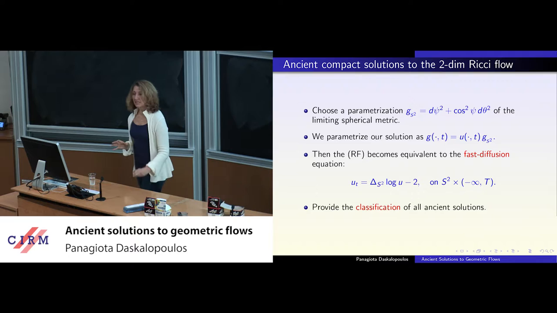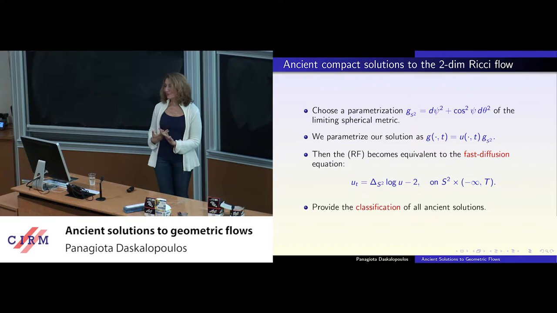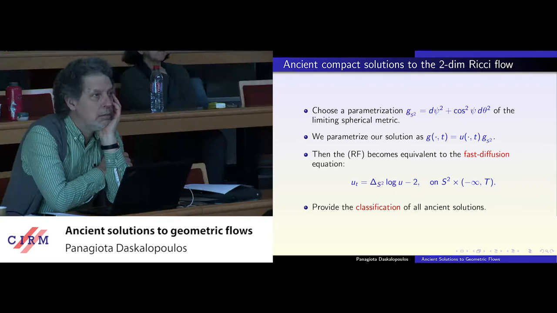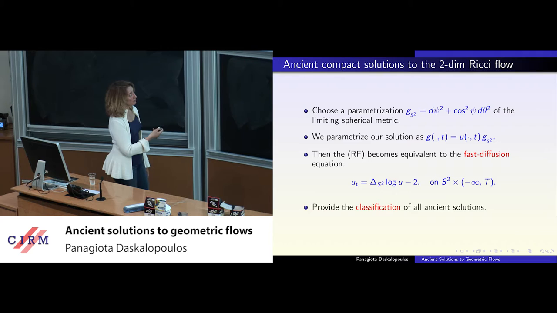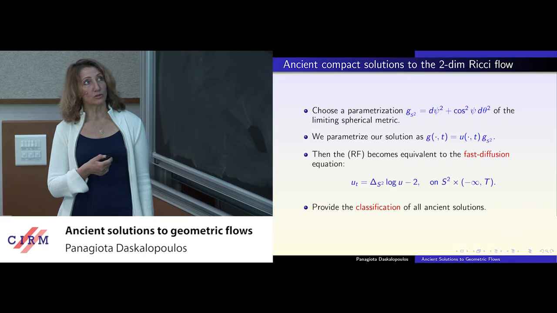Because 2D is very special, everything can be written on the sphere. In 2D, all the information in the Ricci flow is actually given by the scalar curvature, and by uniformization theory, you can write your metric as a conformal factor multiplied by a metric on S2. So you end up with a very nice PDE, which is a logarithmic fast diffusion equation. This 2 comes because you write your metric on S2. If you write it on R2 via stereographic projection, then this 2 is not there. So classifying the ancient solutions to the 2D Ricci flow is equivalent to understanding the ancient solutions of this PDE on S2 for t in (minus infinity, T).